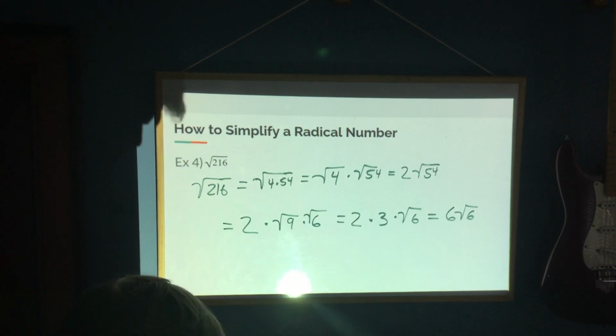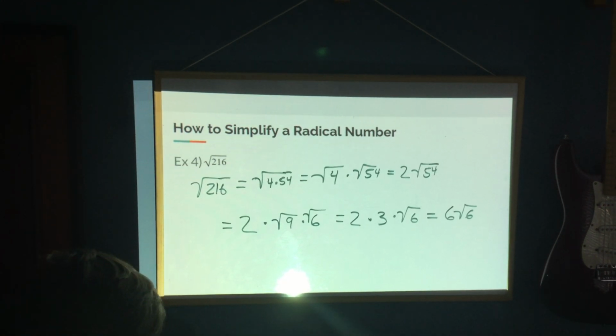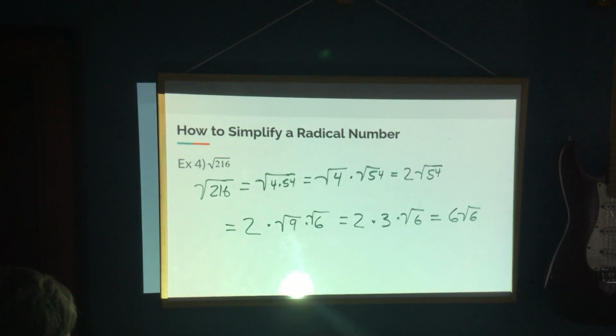I'm going to see if that's right. It doesn't feel right, but let's see if it is. Maybe I made a mistake. Square root of 216 is 14.696938. And then 6 times the square root of 6. Let me try that again here. 6 times 2.449 is 14.696938. Yeah, so that is right. Thought I made a mistake, but I didn't.